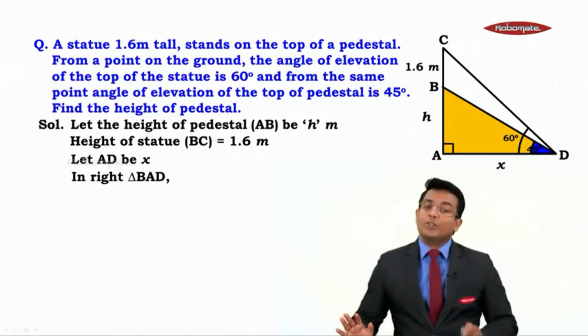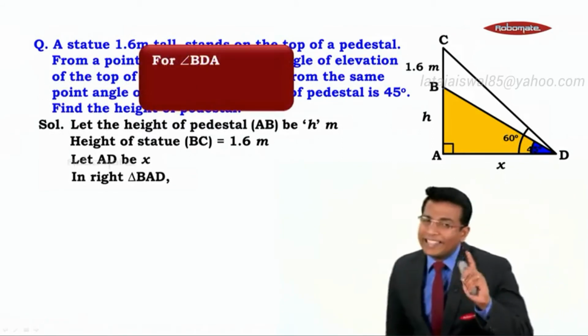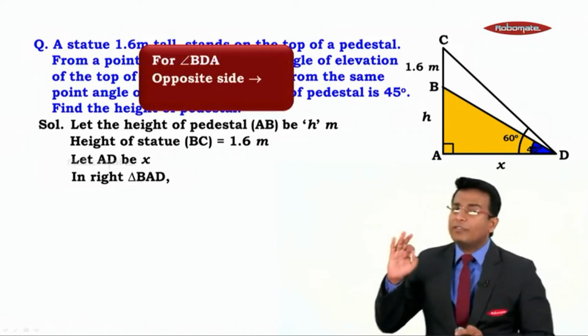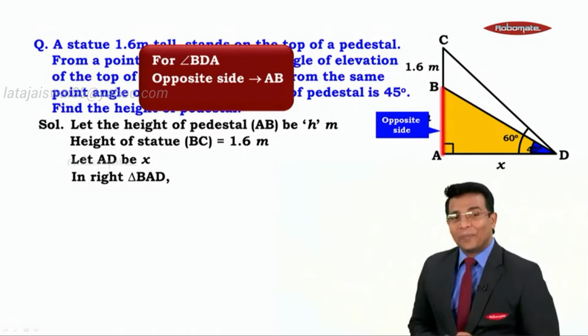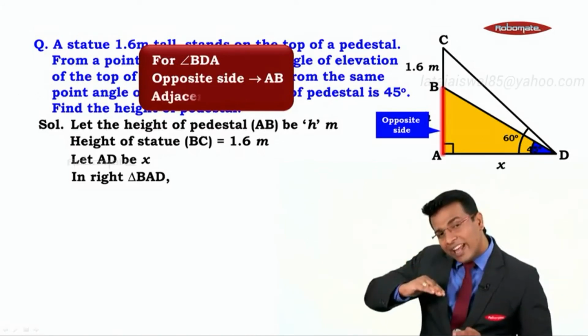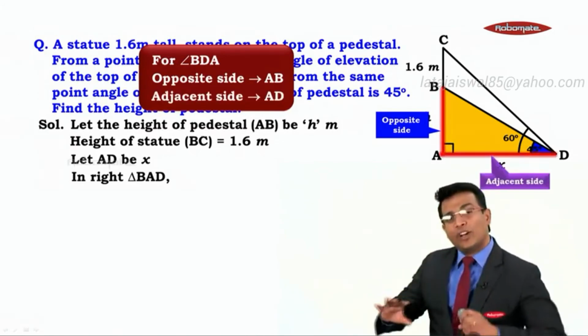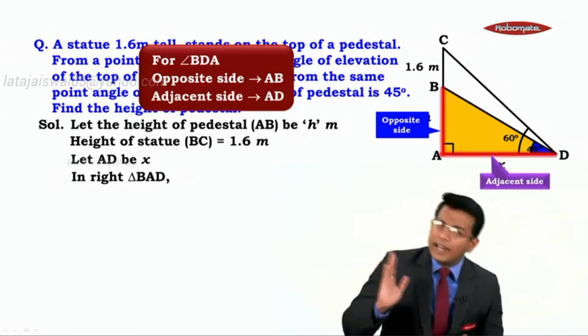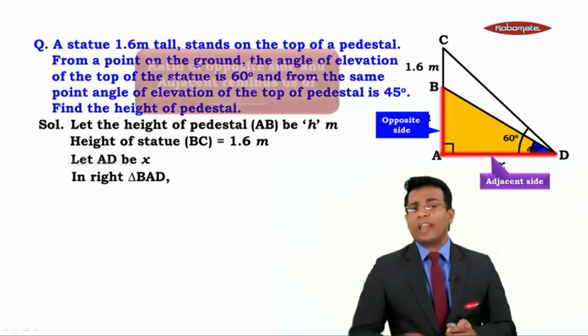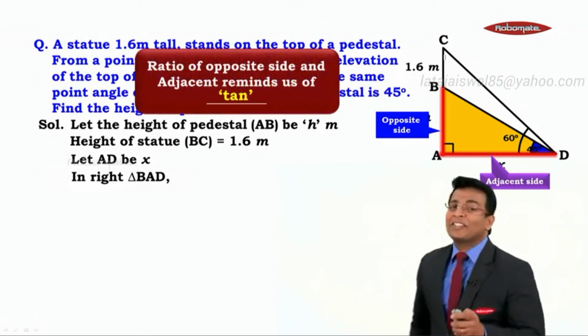Observe very carefully. Now here we are saying that for this angle BDA, we have the opposite side. Which is opposite side? AB, that is H, right? And we have an information about AD, which is the adjacent side. So we are talking about opposite side and adjacent side. When we are talking about opposite side and adjacent side, which ratio comes to your mind? The ratio which comes to our mind is nothing but it is tan.